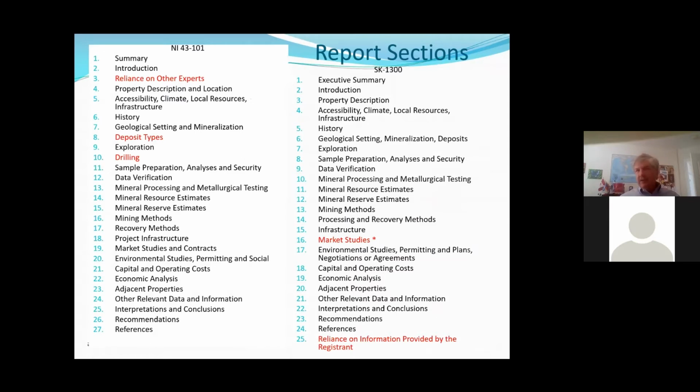The sections, much like the standard definitions, are very similar. NI 43-101 has 27 sections. SK 1300 has 25. There's a section that's slightly different, reliance on other experts versus reliance on information provided by the registrant. There is more information in SK 1300 on market studies, or is expected to be, and a little more in NI 43-101 on deposit types and drilling.